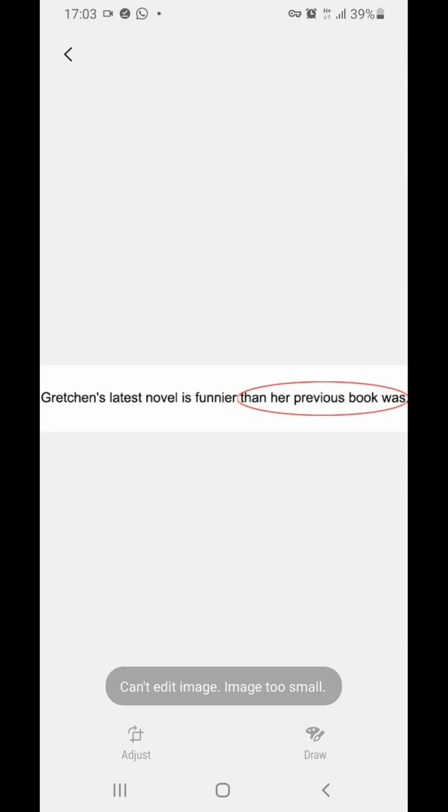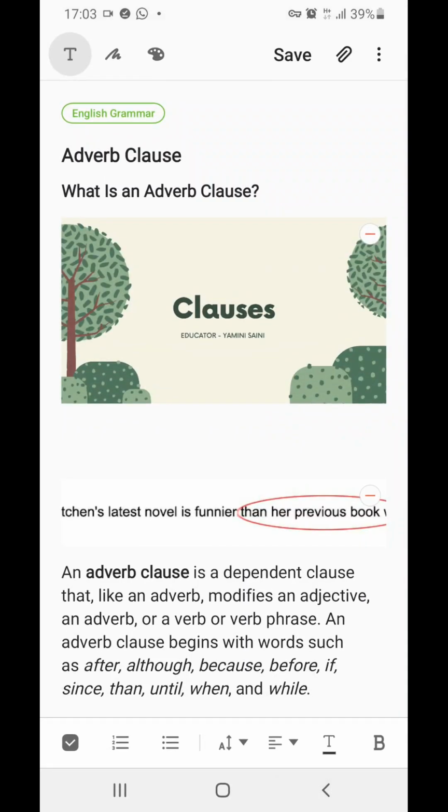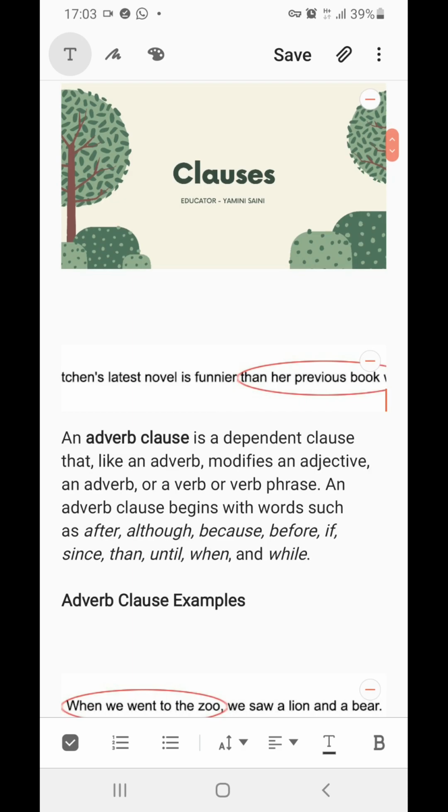So Gretchen's latest novel is funnier than her previous book was. So then her previous book was is an example of adverb clause. An adverb clause is a dependent clause. Dependent clause के बारे में हमने बात करी थी. The one who needs some other clause to express its own meaning.